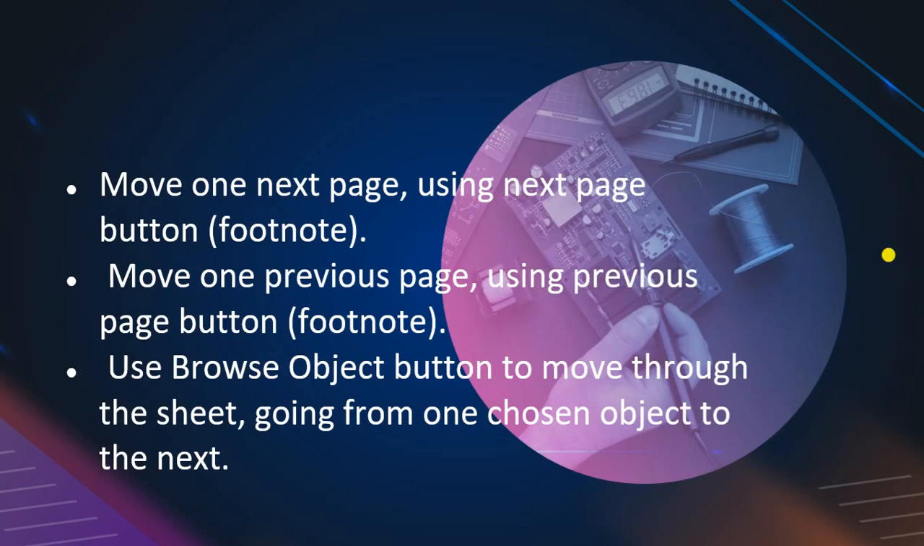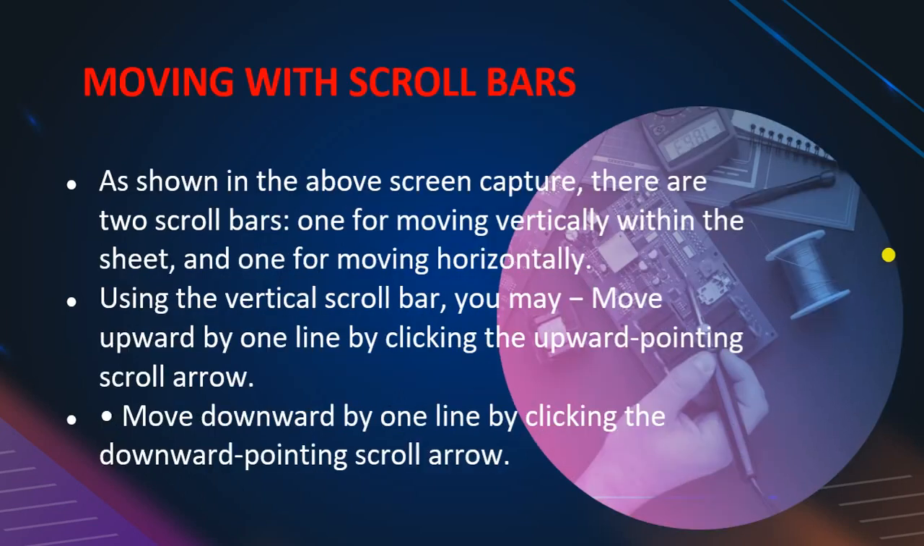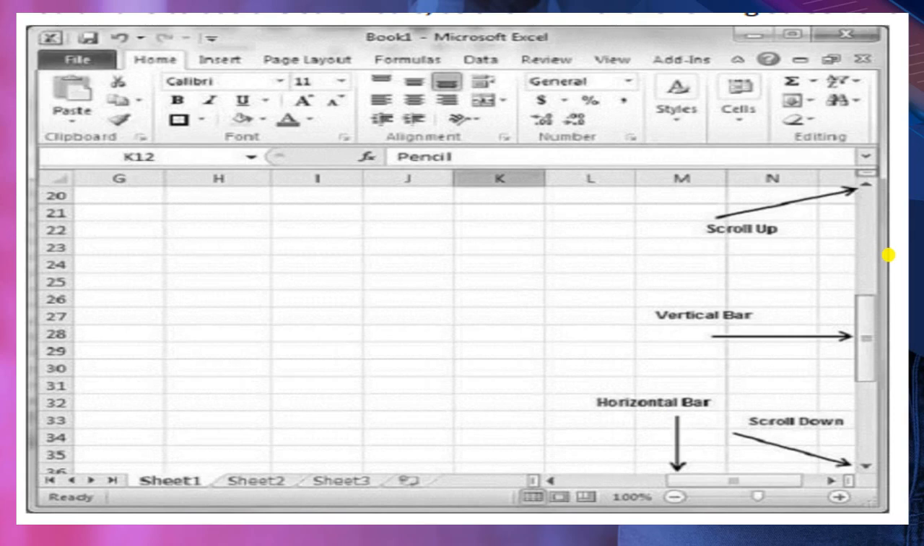Now move to the next page using the next page button. We are having a next page button at the foot. Move to the previous page using the previous page button. We are having it at the footnote. Use the browse object button to move through the sheets, going from one chosen object to the next chosen object. We can move like this.